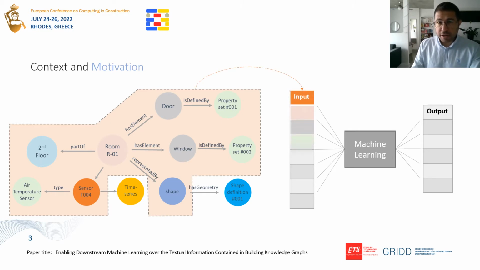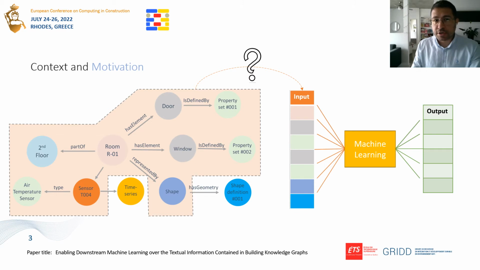But to take advantage of the conventional machine learning methods, we need low dimensional and dense vector representations. So with the absence of numeric data, the key question that remains to be answered is how we can transform the textual and contextual descriptions inside the building knowledge graph into low dimensional dense vectors that can be used later as input to our machine learning tasks.